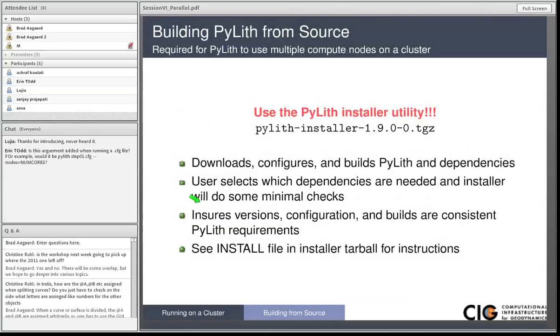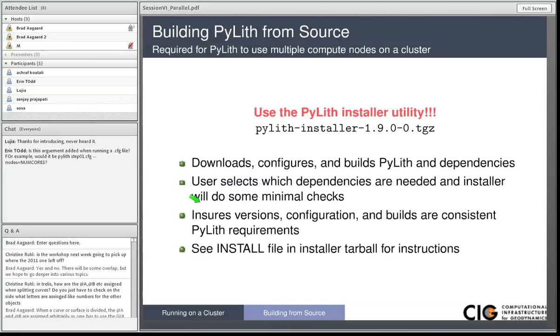So on the cluster, you do have to build from source. A couple years ago, we created this PyLith installer that's just this little tarball that downloads, configures, and builds PyLith as well as all the dependencies. You can select which dependencies are needed, and the installer will do some minimal checks to make sure that those dependencies exist. For example, if on a cluster, you're generally going to tell it, I don't need MPI, don't build the MPI. And so the installer configuration will make sure that it can find the MPI compiler so that it can build things for using MPI.